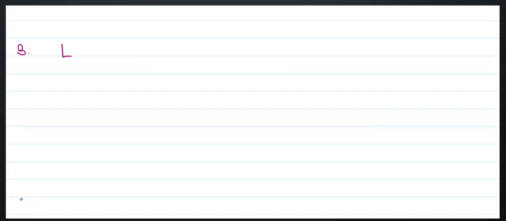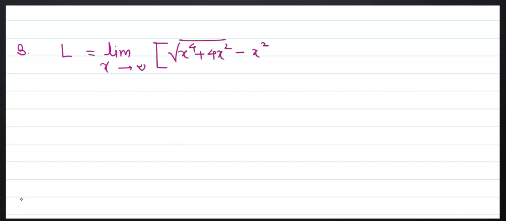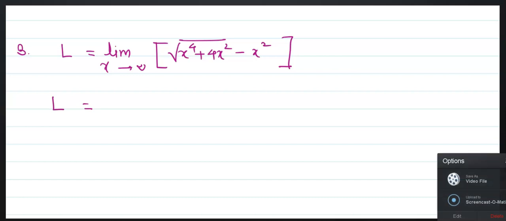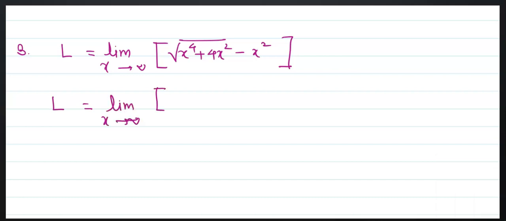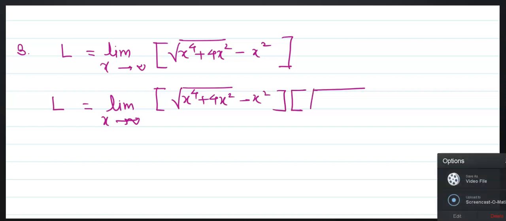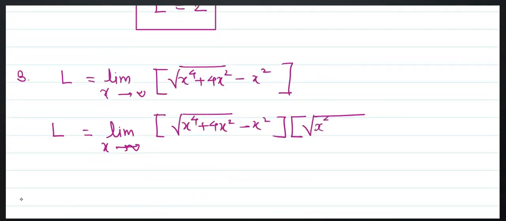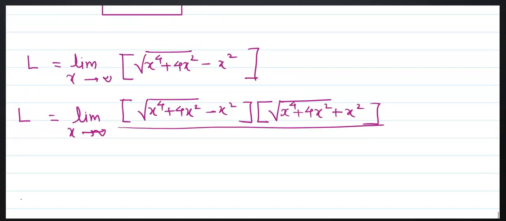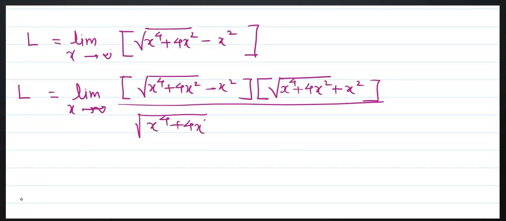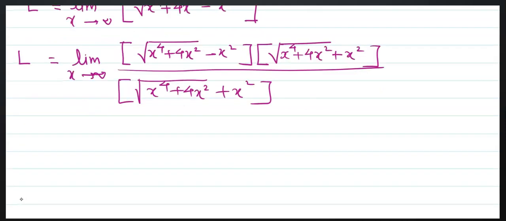Now the next is problem number 3. Limit x tends to infinity, √(x⁴ + 4x²) − x². L is equal to limit x tends to infinity, √(x⁴ + 4x²) − x², multiplied by its rationalizing factor, that is √(x⁴ + 4x²) + x² upon √(x⁴ + 4x²) + x², bracket complete.